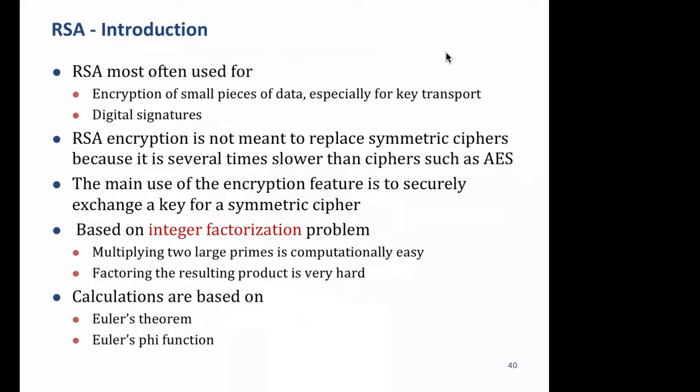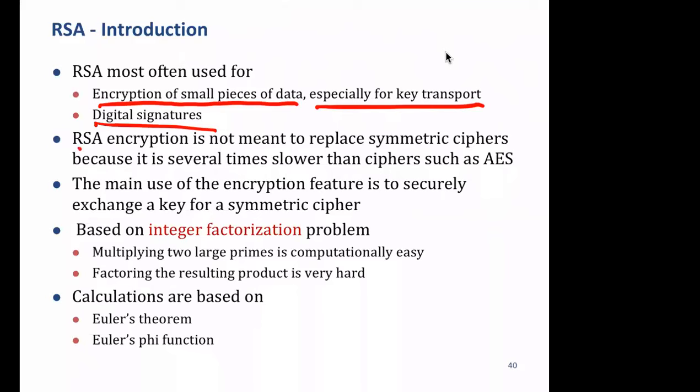This is the oldest one. Although we have studied all this, like we started with Diffie-Hellman and then ElGamal, RSA was the first to come. It was most popular, and it's heavily used for digital signatures, which we'll study in the next class. It is mostly used for encryption of a small piece of data, especially for key transport.